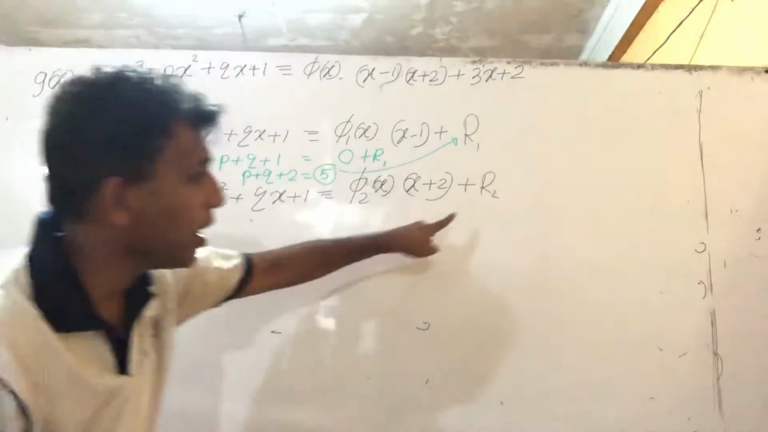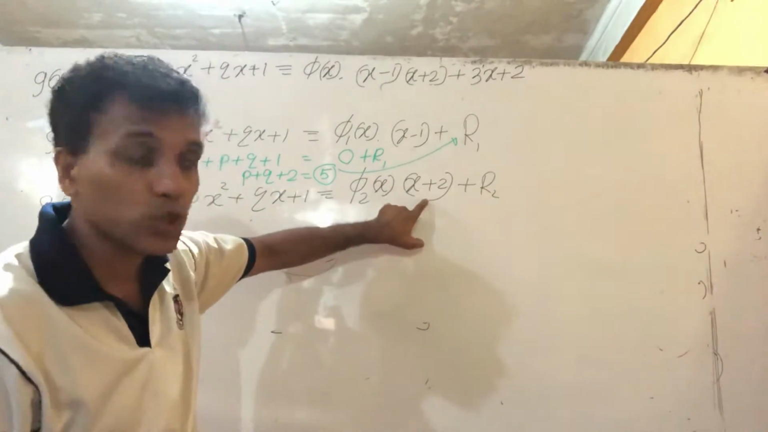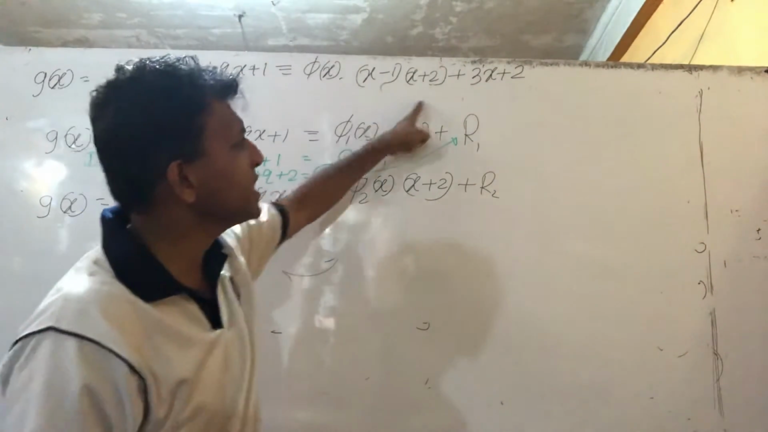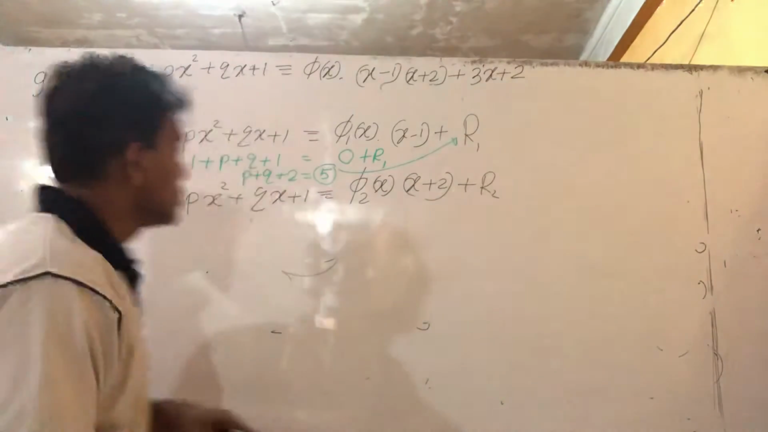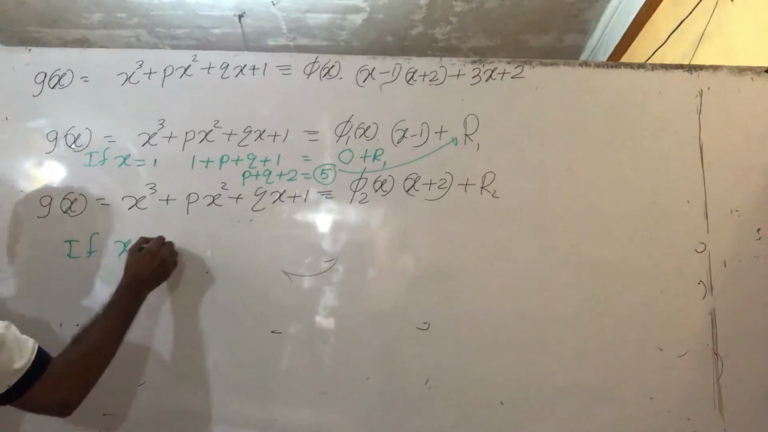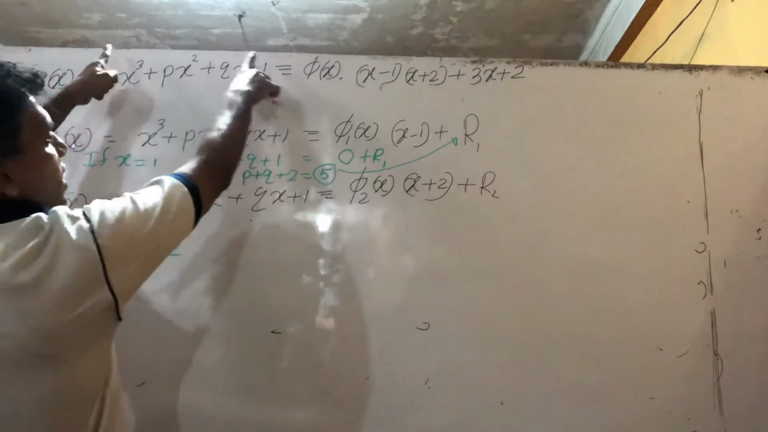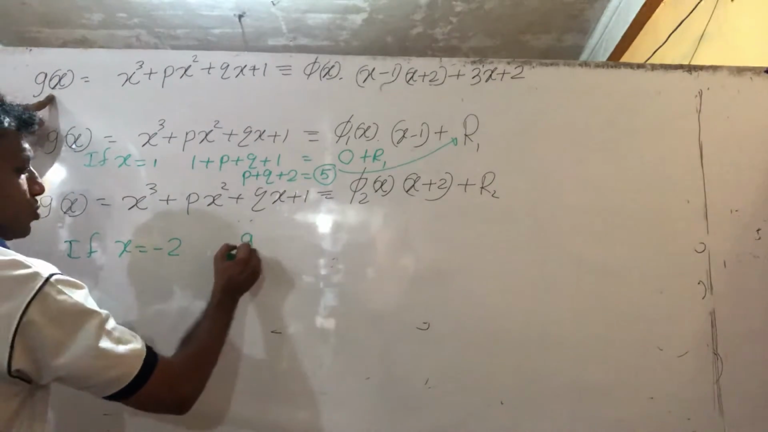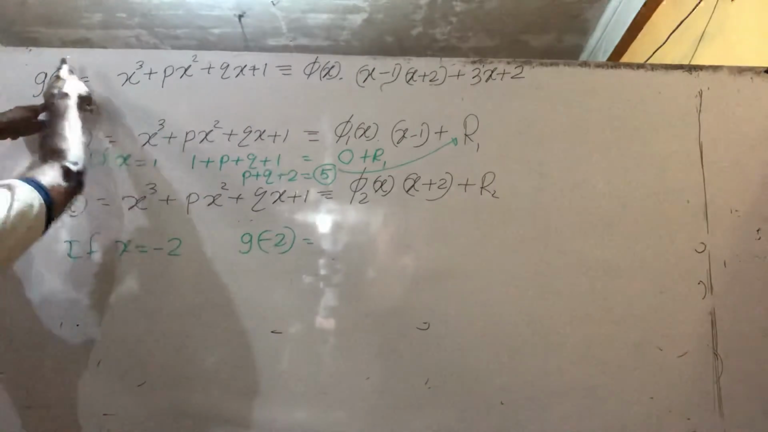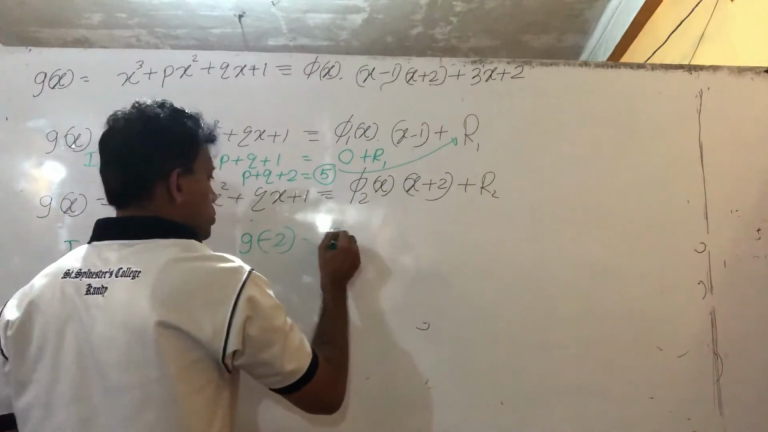To find the remainder the second time, to make this part 0, put x = −2, right? Same thing: put x = −2 here, this is 0. So you can mark that if x is −2, actually this is not needed. You can simply write g(−2). There are various ways of writing; I try to give simple ideas. g(−2): everything becomes 0. Put x = −2, what is the answer?